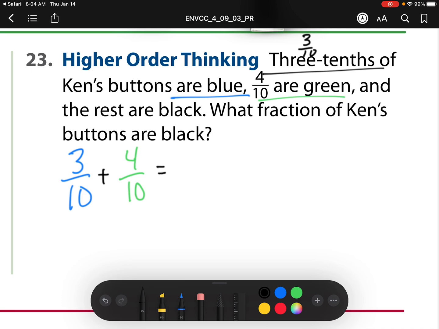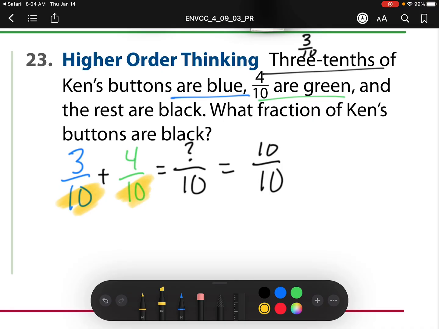Well, it's telling us there's this mystery number, and it needs to equal 10/10. Why is it 10/10? Well, remember, when we use a fraction, that denominator tells us how many total pieces we need to make a whole. So to make a whole is 10, because that's our denominator.